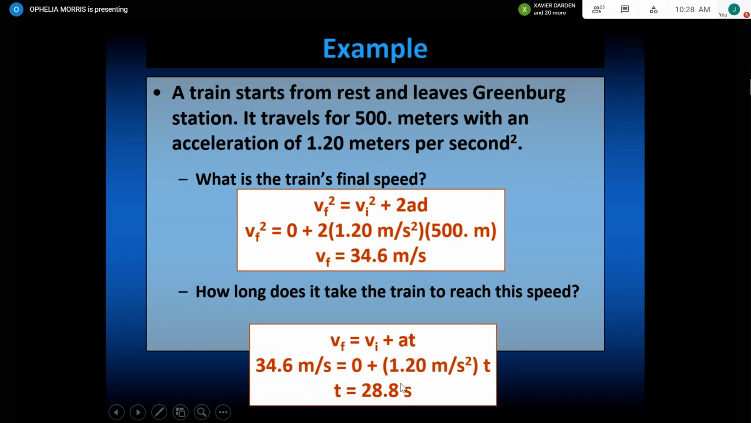Everybody's good? You see what I'm pointing at right here? So notice that nothing here is squared. I don't want the students to say, but Miss Morris, why didn't you square 1.2 meters per second here? Because nothing in the formula told me to square anything. So I'm going to do A times T, so T times 1.20 meters per second squared. Then the next thing I'm going to do is divide by 1.20 meters per second squared. I'm going to get 28.8 seconds. Easy breezy, beautiful cover girl.